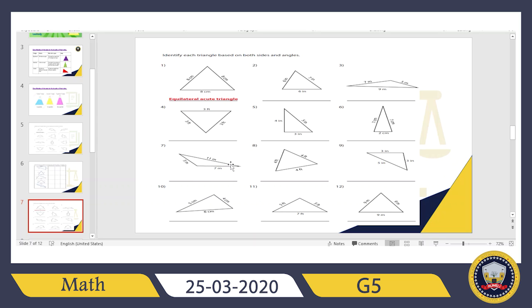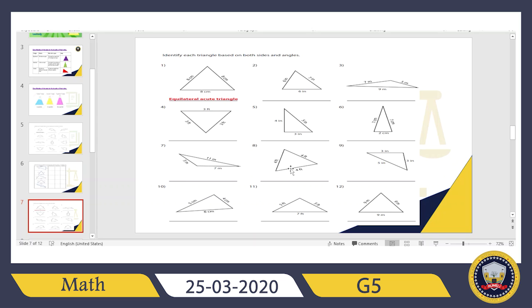Here, number 7, the first side equals 5 centimeters, second 7 meters, and the third is 11 meters. 5, 7, 11. All the sides are different in their measure or in their length. So I call this triangle a scalene triangle, right? Scalene triangle. What about number 8?